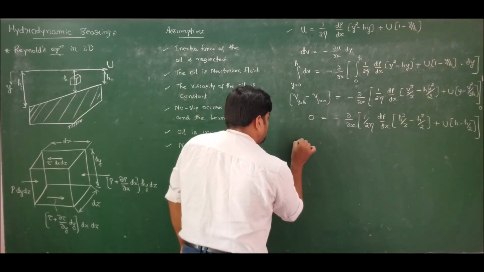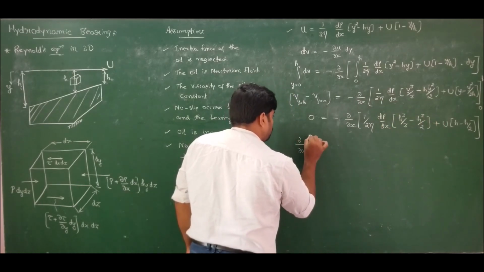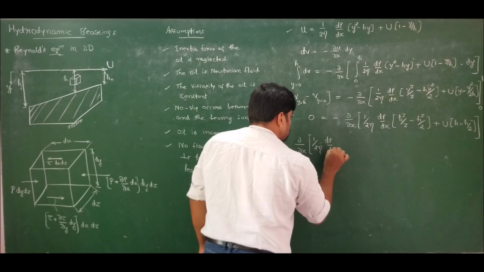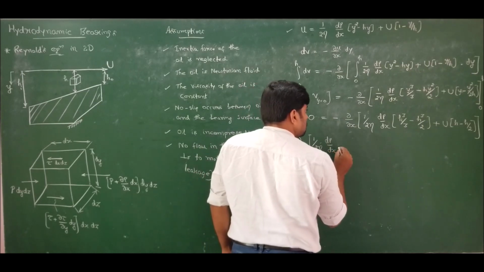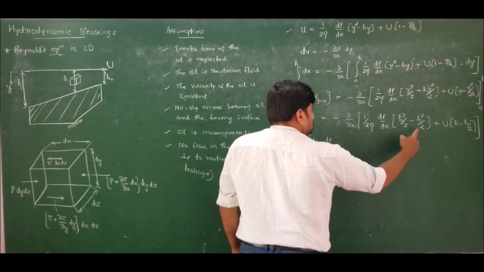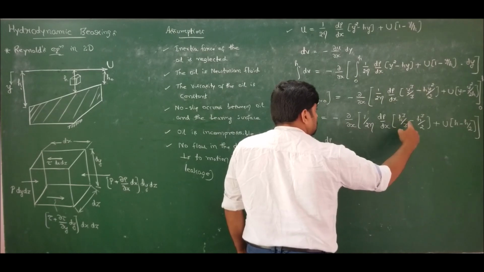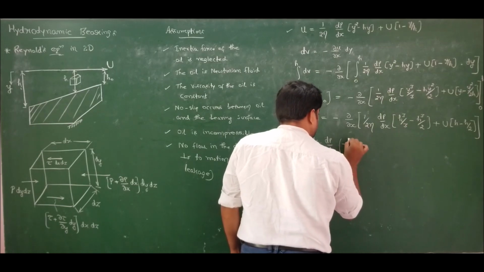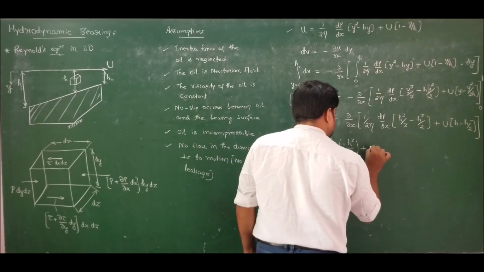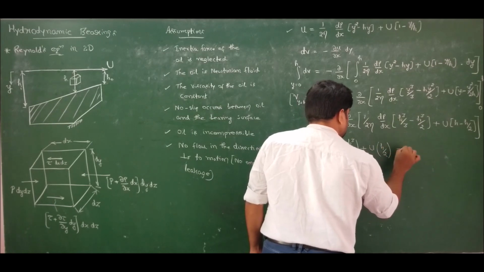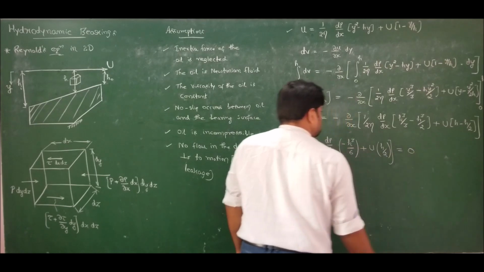So if I write this, I end up with dou by dou x of 1 by 2 eta dp by dx. How much will this be? This will be 2 minus 3. 2 minus 3 will be minus 1. So that is minus h cube by 6. Minus h cube by 6 plus u of h by 2. This must be equal to 0.